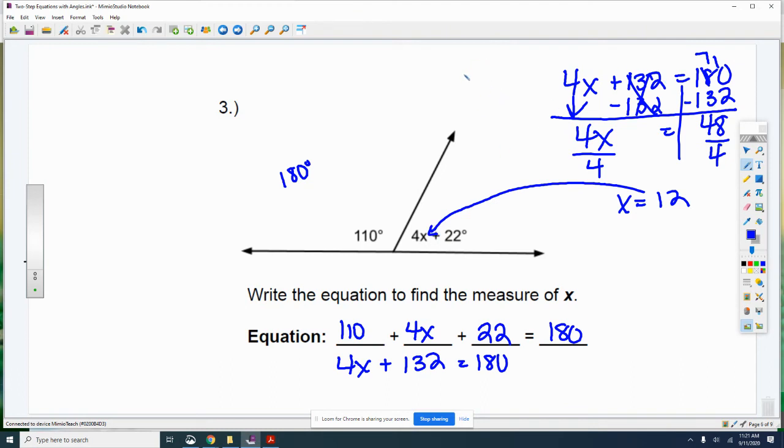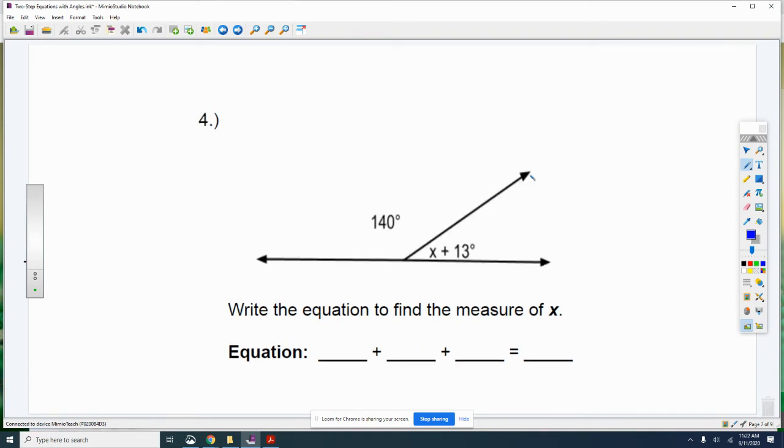So 12 times 4 is 48. And then I add my 22, which is 70. So these aren't labeled. The angle measurement is going to be 70 degrees. And I can always check because 70 plus 110 gives me 180, so it is correct. So I need you to pause your video and complete the next problem.